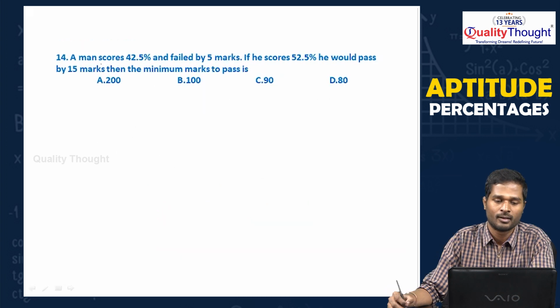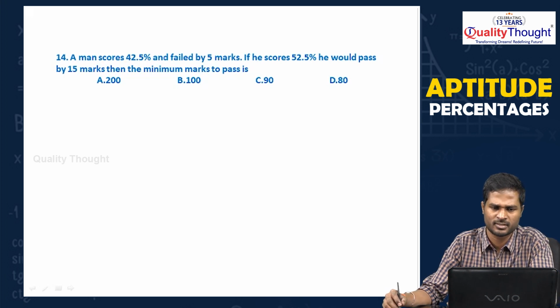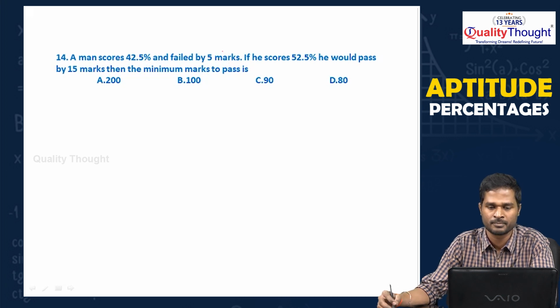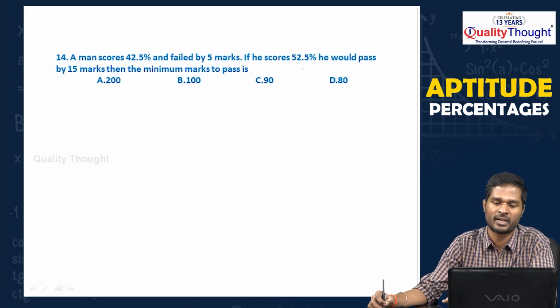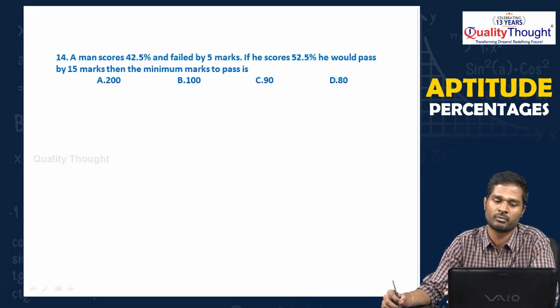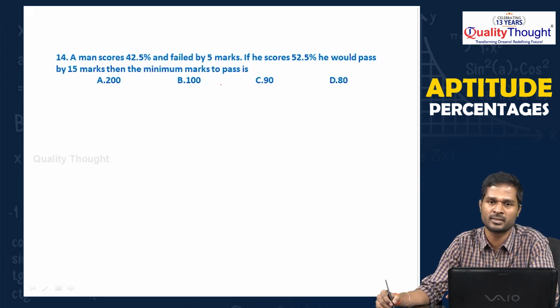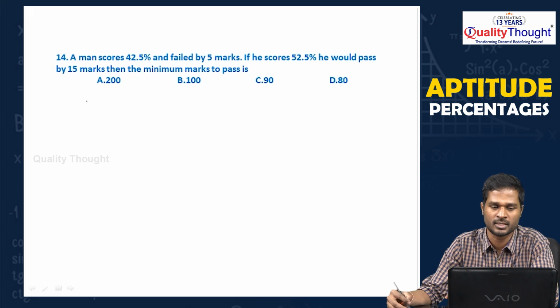That is the question. A man scores 42.5% and failed by 5 marks. Consider there is an exam that has been conducted and a person scored 42.5% and he failed by 5 marks. If he scores 52.5%, then he would have passed by 15 marks. Then the minimum marks to pass in the exam is? So this is the question he is asking.